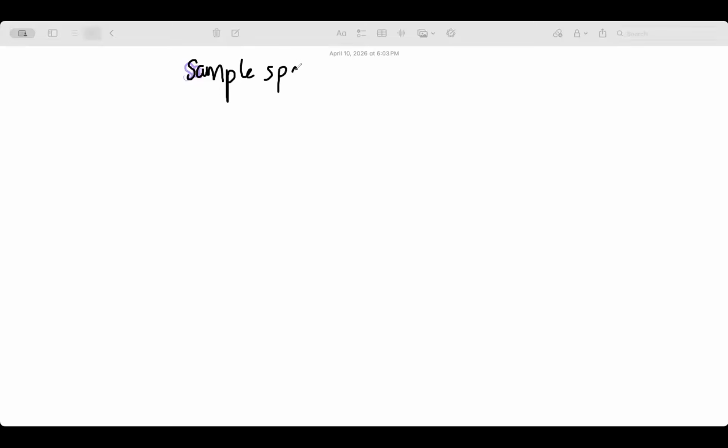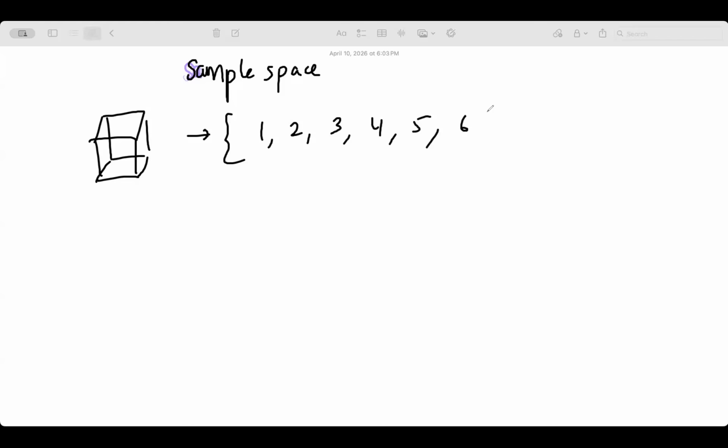Do you remember sample space? What is a sample space? I throw a 6-sided fair die. What is the sample space? Do you remember or no? I'm okay with anything. Shout out, guys. What's sample space? This is the sample space.